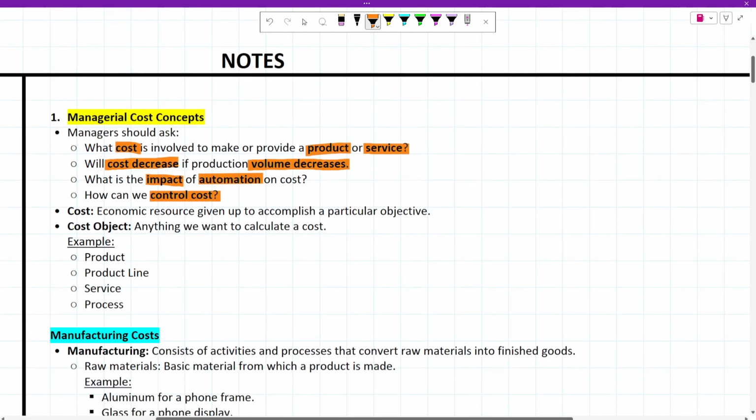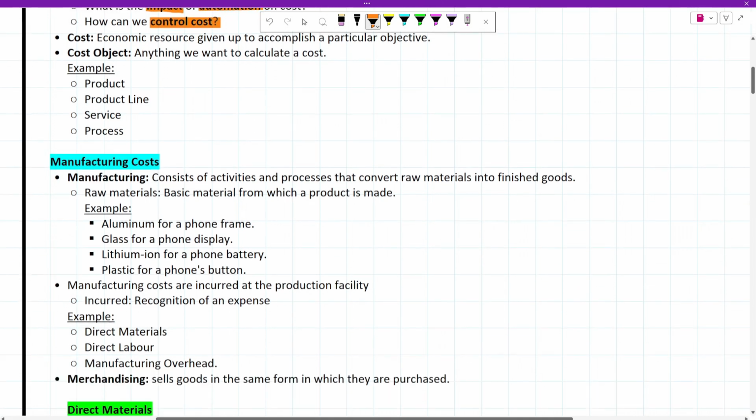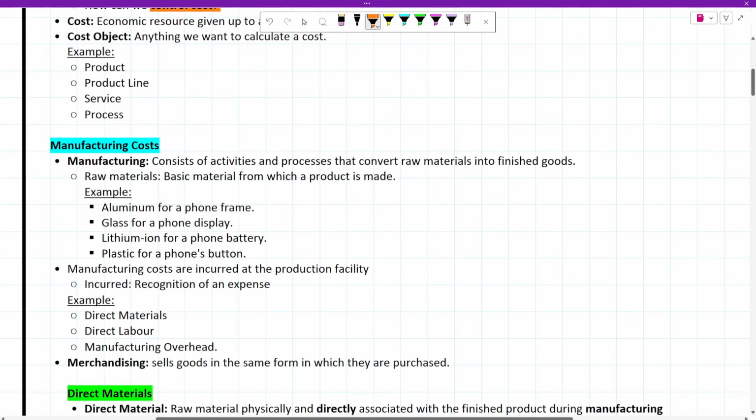So, cost is an economic resource given up to accomplish a particular objective. A cost object is anything we want to calculate a cost from. An example is a product line, a service, or a process. So, manufacturing costs. Manufacturing consists of activities and processes that convert raw materials into finished goods. So, we're converting raw material into finished goods.